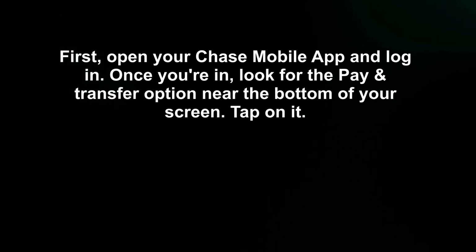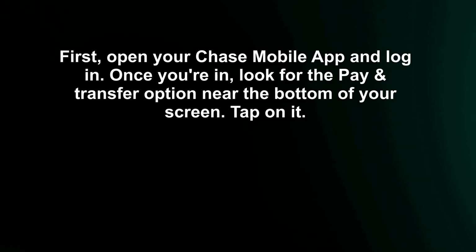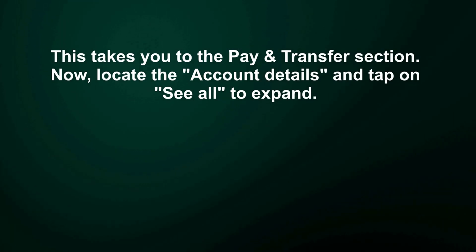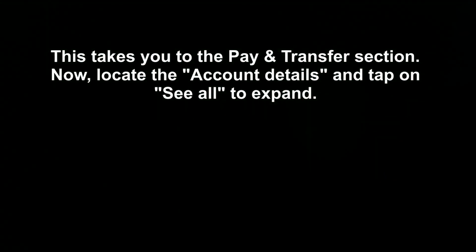First, open your Chase mobile app and log in. Once you're in, look for the Pay and Transfer option near the bottom of your screen. Tap on it. This takes you to the Pay and Transfer section. Now, locate the account details and tap on See All to expand.